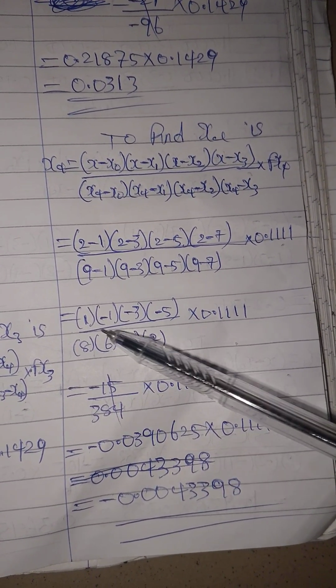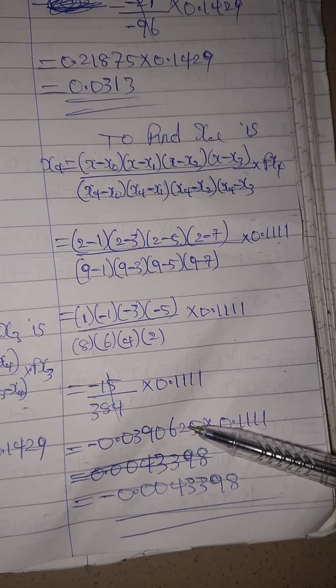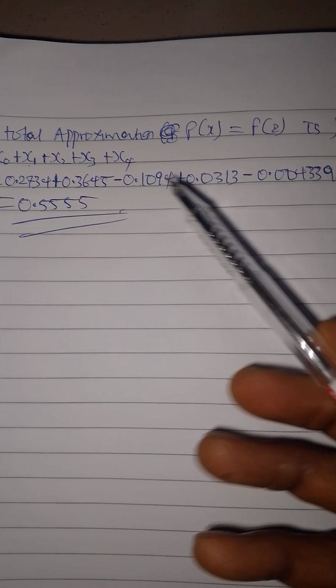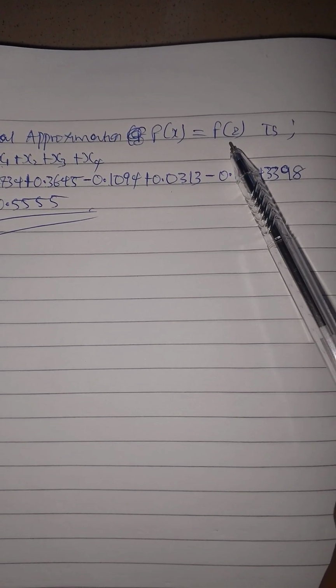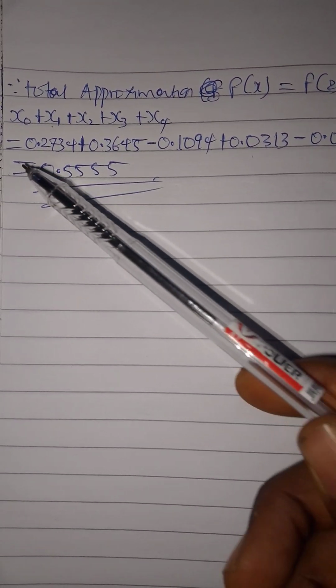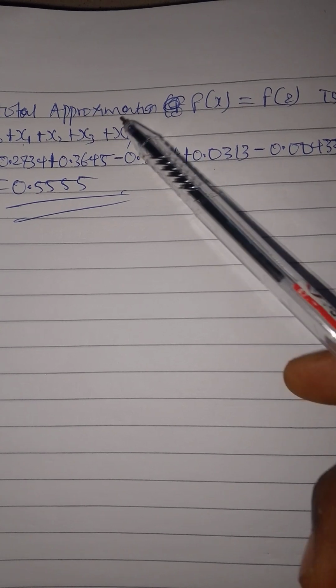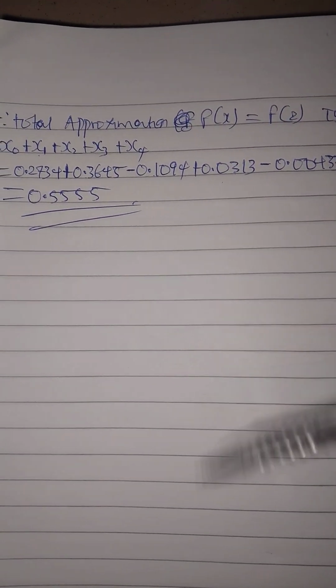Okay, so therefore, minus 15 over 384 will give me minus 0.0390625, times this will give me minus 0.004338. So therefore, after doing that, now the total approximation fx equals f2 is x0 plus x1 plus x2 plus x3 plus x4. So which is equals x0 is this, plus x1 is this, plus x2 is this, plus x3 is this, and then x4 is this. So if you sum up everything here, that will give me 0.5555.